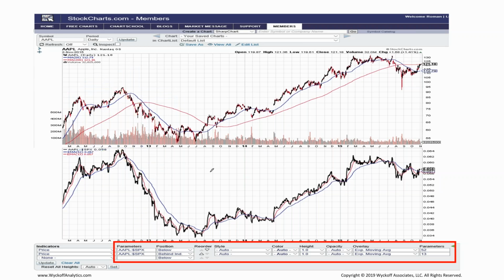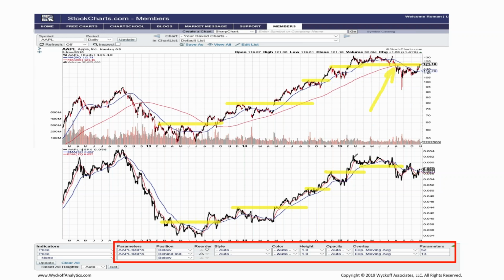And then look at how the relative strength and the price confirm each other when the price starts to break out and the relative strength is breaking out as well. Breakout, breakout, breakout, until the break to the downside, and the leadership changes as well.